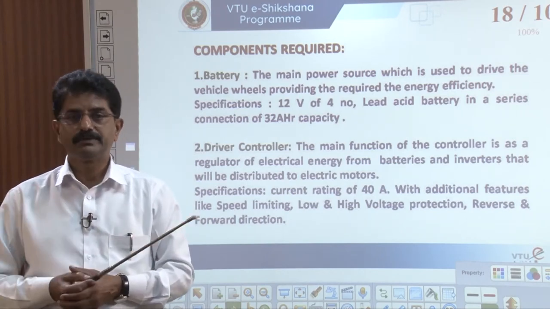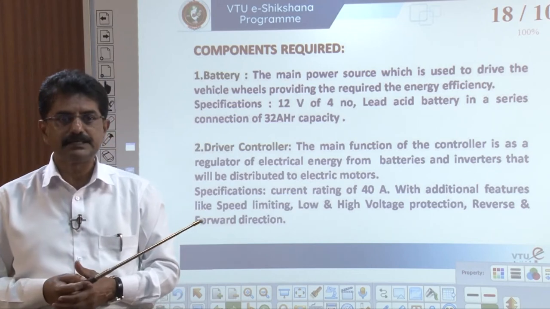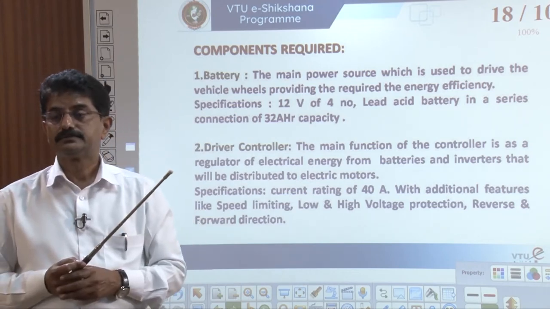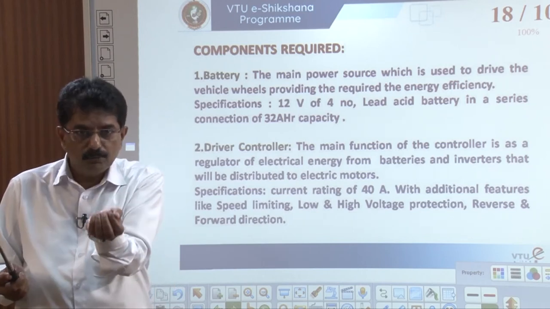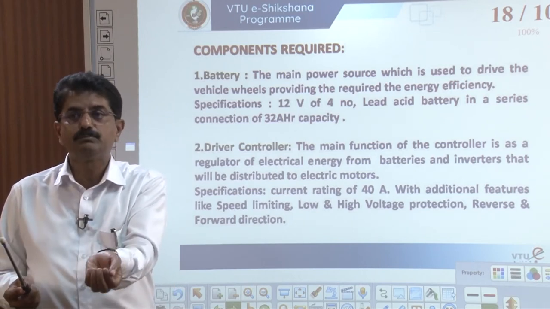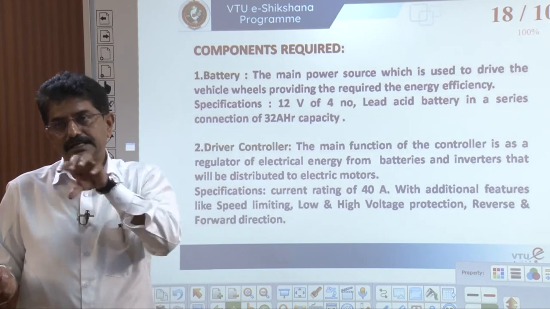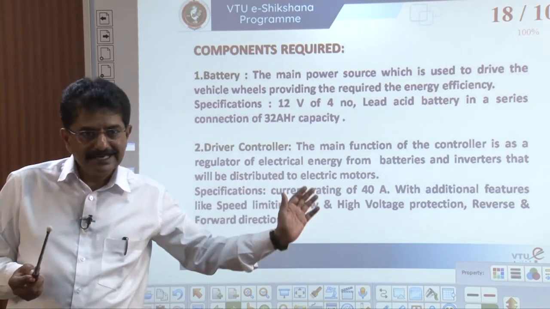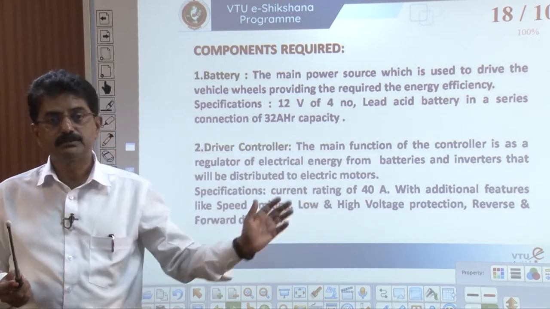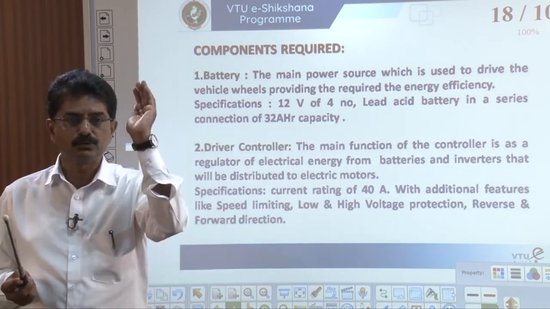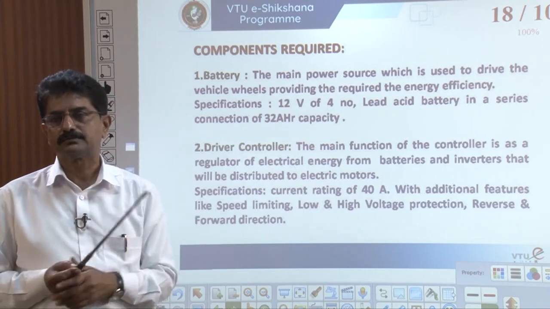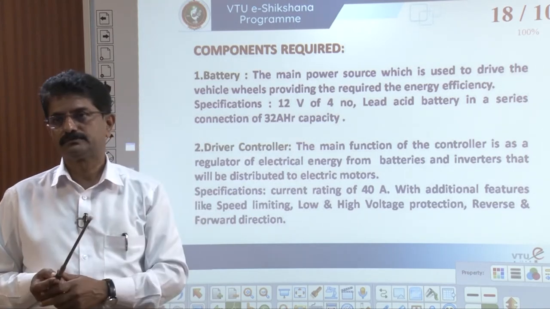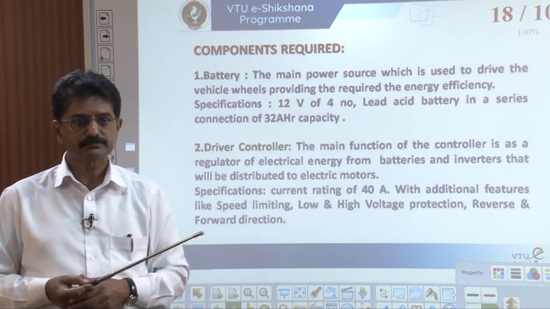I is equal to P by V. Here the current, let us say, 32 ampere is required. When we switch on, the motor draws 32 ampere from the battery. If you run the vehicle continuously for 1 hour, it draws the complete 32 ampere, and the battery is able to supply it continuously for 1 hour. After 1 hour, what next? Again, we have to recharge, so we must find suitable methods.